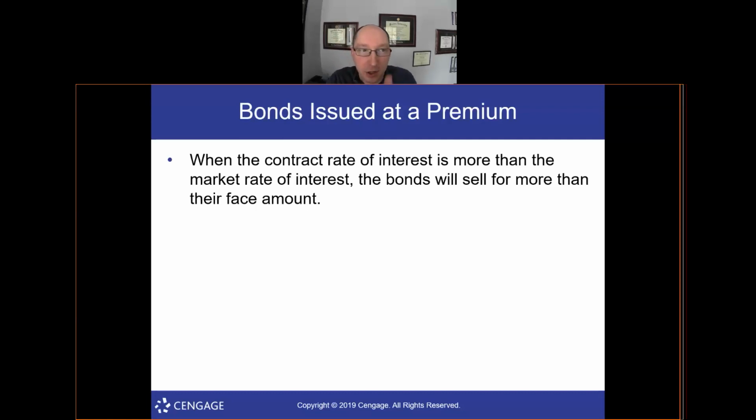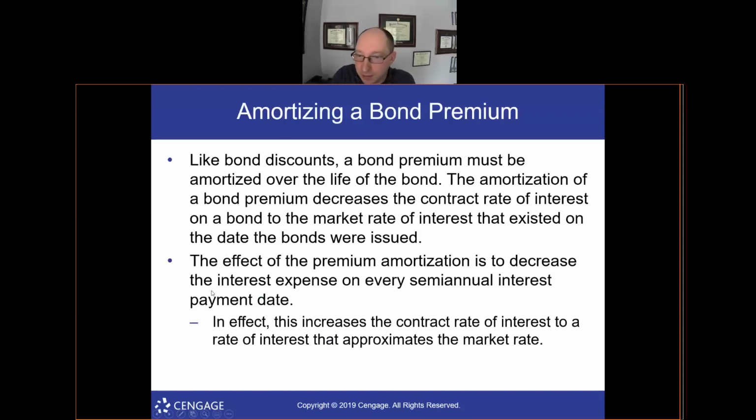Okay, so let's talk about bonds issued at a premium. When the contract rate is higher than the market rate, bonds will sell for more than their face amount. That seems to happen a lot around here, especially when we talk about the housing market, but it works the same way. So very similar to bond discounts, the bond premium is also amortized over the life of the bond. The amortization of a bond premium decreases the contract rate of interest on a bond to the market rate of interest that existed at the date of issuance.